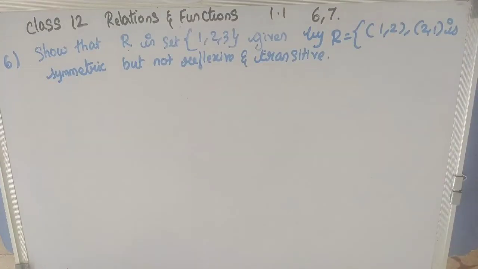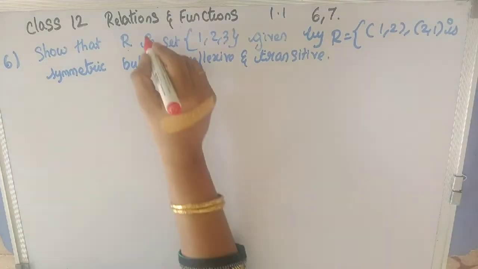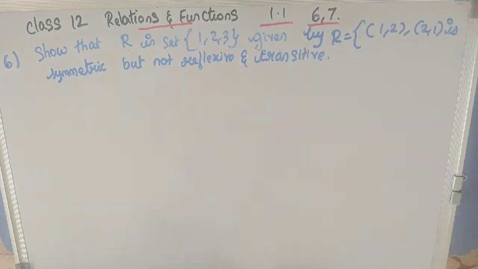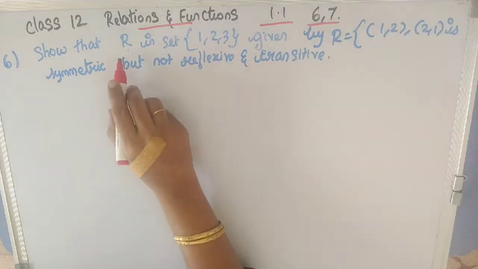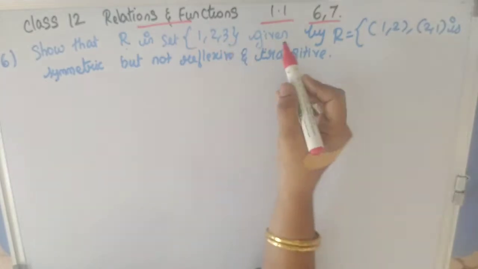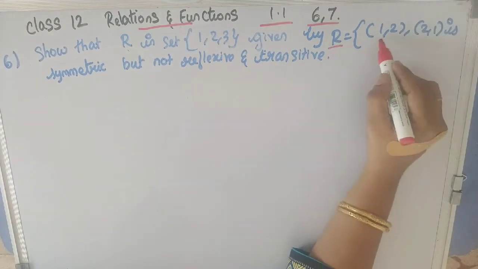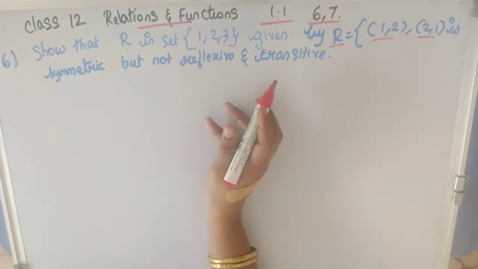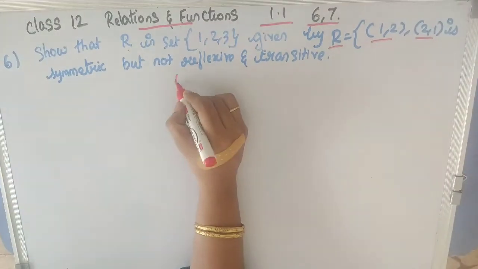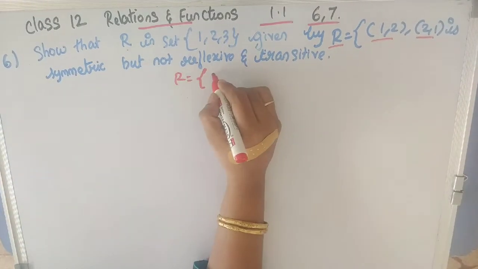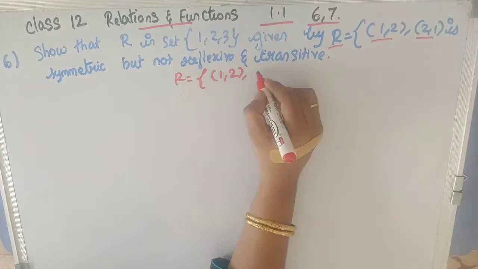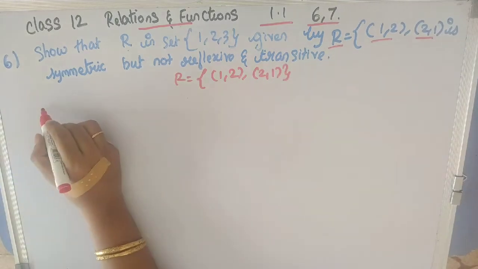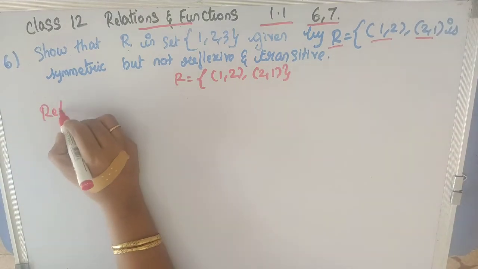Hi everyone, today we are going to see relations and functions, exercise 1.1, problems 6 and 7. The sixth problem: we have to show that the relation R = {(1, 2), (2, 1)} in the set {1, 2, 3} is symmetric but not reflexive and not transitive. Now what is R? (1, 2) and (2, 1), isn't it? Now we should show that this relation is symmetric but not reflexive and transitive.